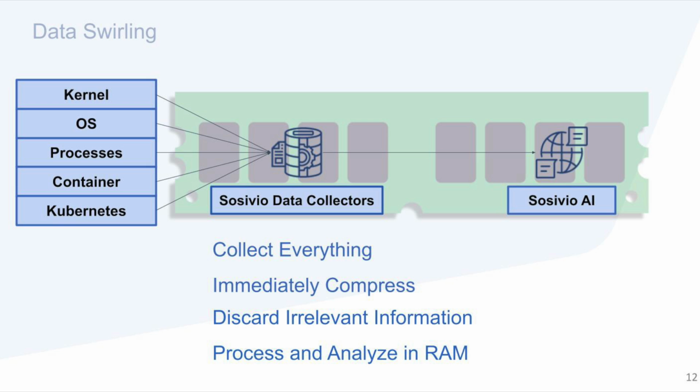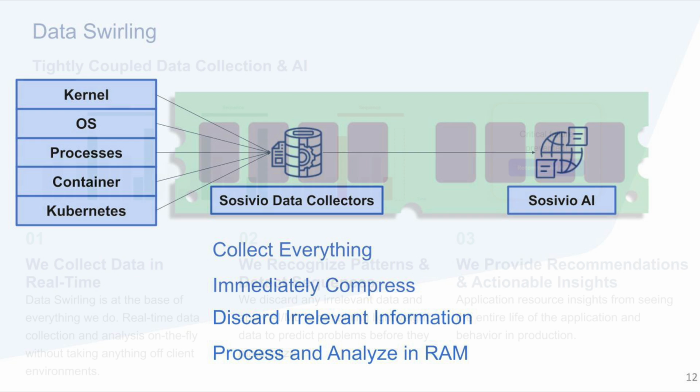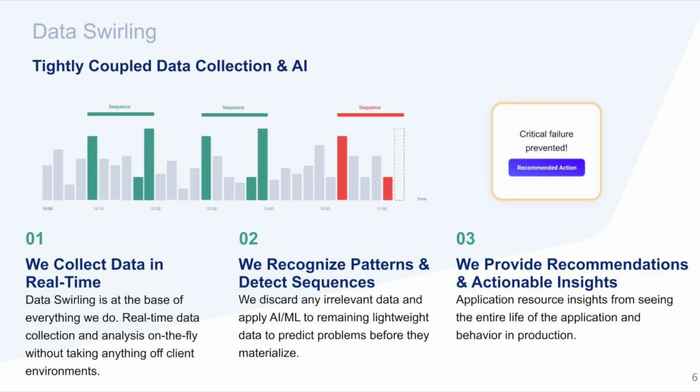Data swirling is what fuels Sosivio's machine learning prediction engine and alerts users of impending issues before they materialize into catastrophes. Data swirling also fuels Sosivio's application profiling capabilities, ensuring that applications are being profiled with very accurate real-time data. Data swirling is the enabler for predictive troubleshooting capabilities. By having the ability to see and understand what is happening inside your cluster in real time, Sosivio is able to detect signals on chains of events as they are happening.